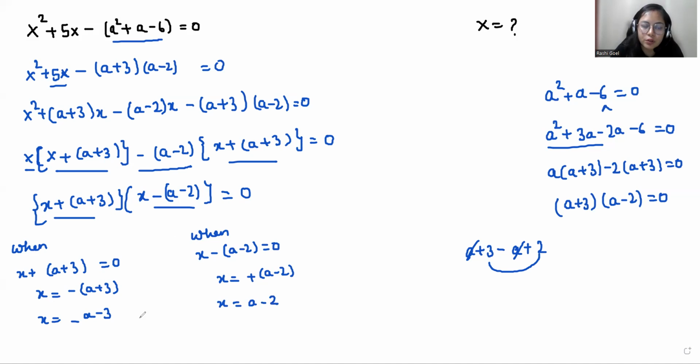So we have two values of x: when x is equals to minus a minus 3 and x is equals to a minus 2. I hope it's clear and you find it useful.